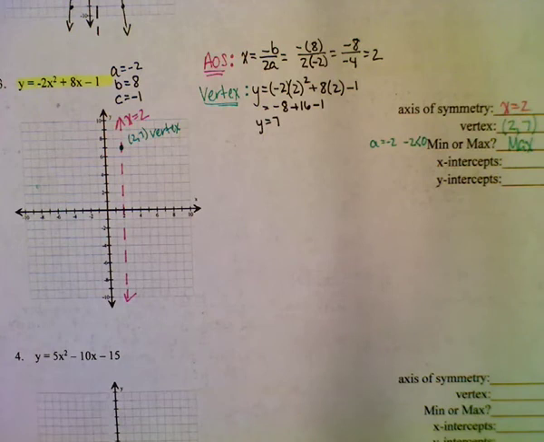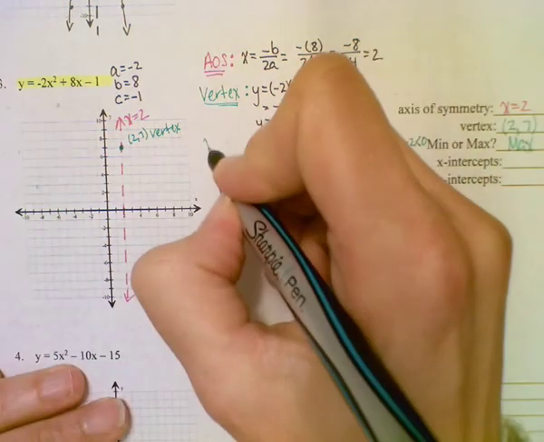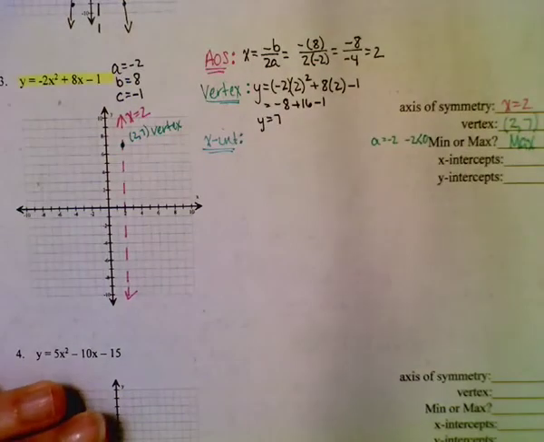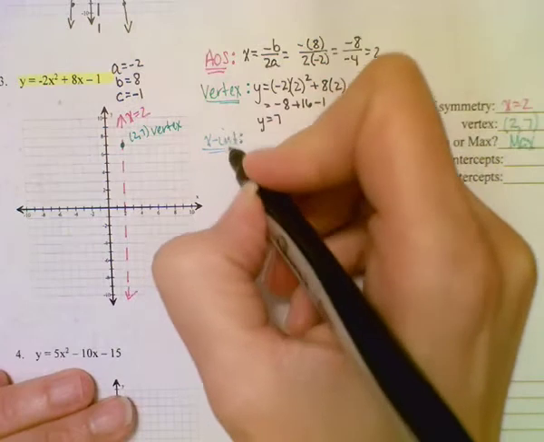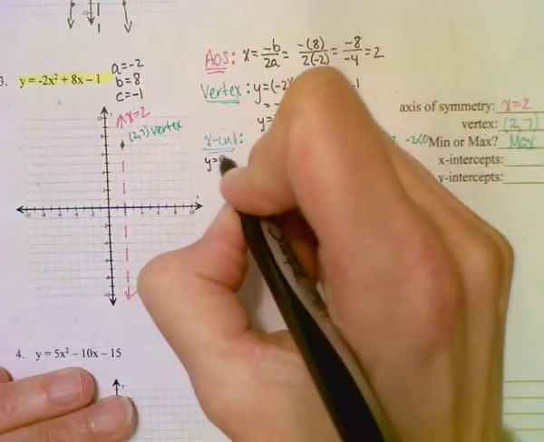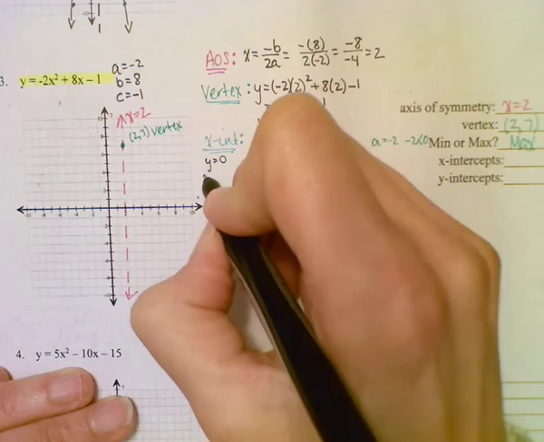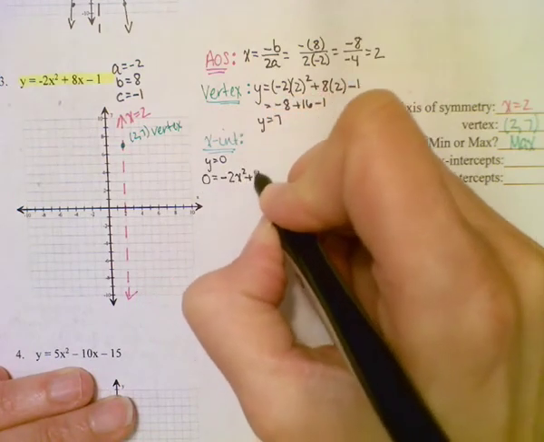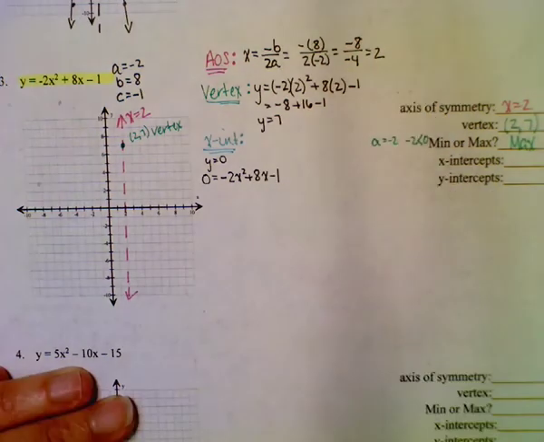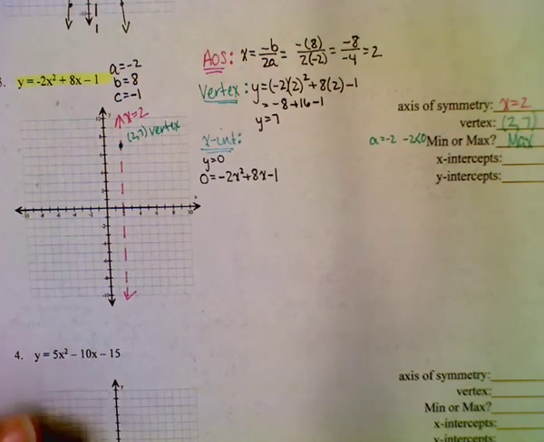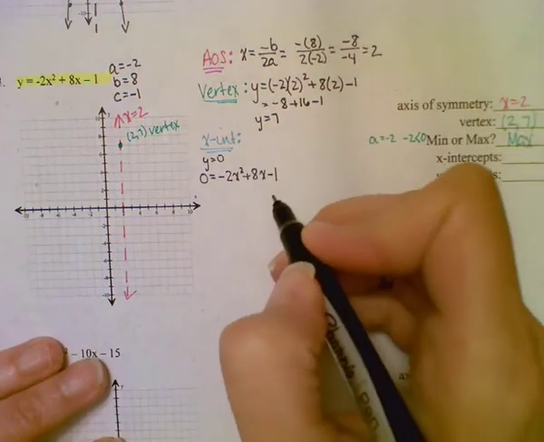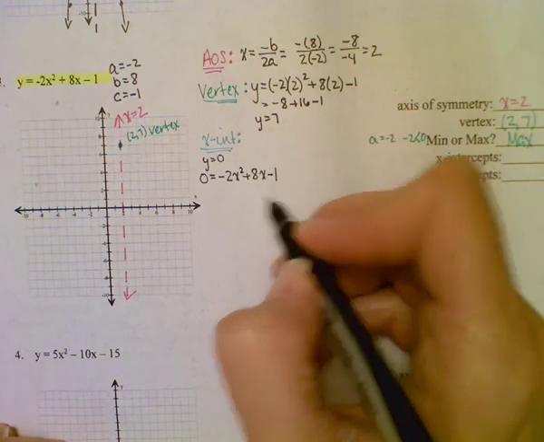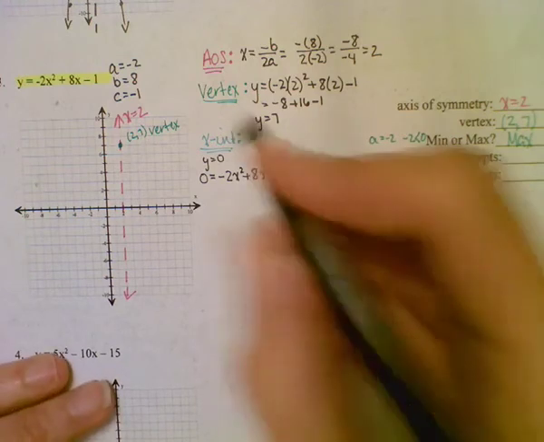Next step, x-intercept. Remember, when we're looking for x-intercept, we're going to set y equal to 0. So in this case, I'll have 0 equals negative 2x squared plus 8x minus 1. If I quickly check in my head if I can factor it, negative 2 times negative 1 is positive 2, and there's no combination of factors of 2 that is going to give me a sum of 8, which means I have to use the quadratic formula.